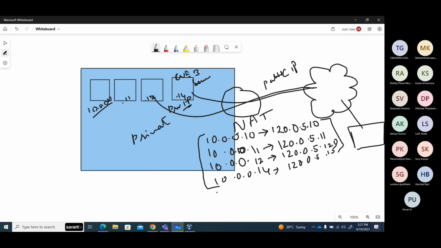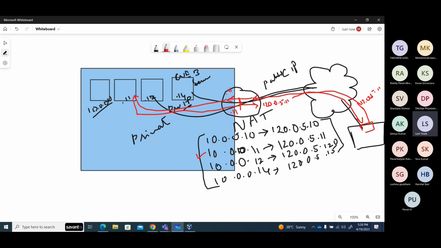Then you will get public IP address ranges as per your requirement. Okay, guys. Now how does it communicate? This device is sending a packet with the IP address 10.0.0.11. When it goes out, the .11 private IP address is mapped to this 120.0.5.11. It tries to reach the destination. This destination will give a reply to 120.0.5.11 and it reaches here. Here it is again translated to your 10.0.0.11 and given back to this PC.